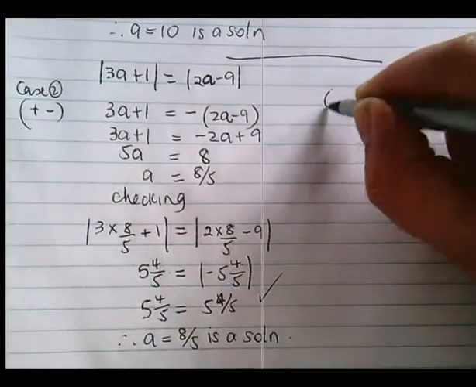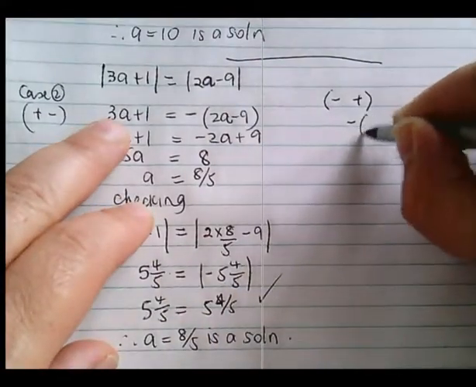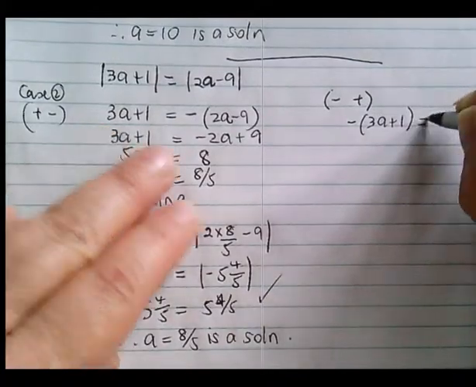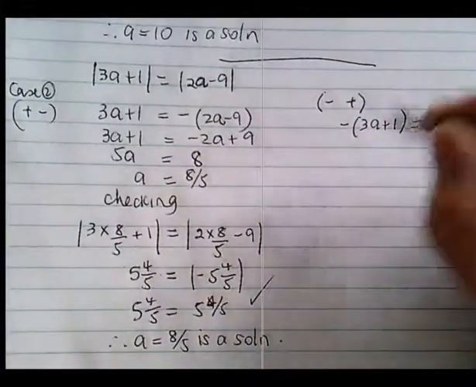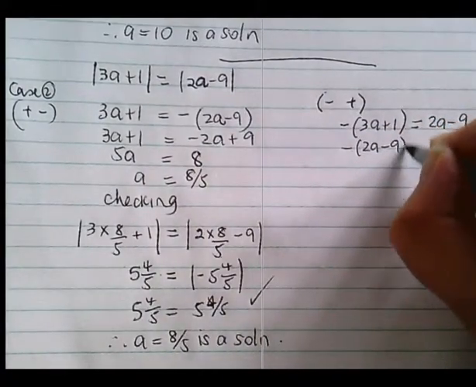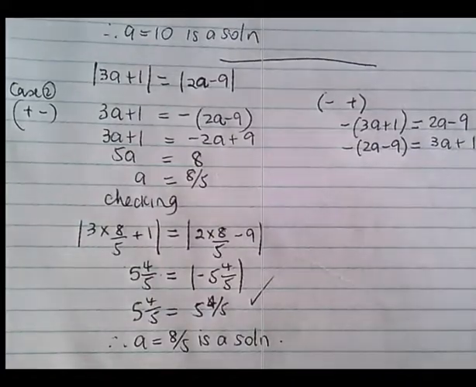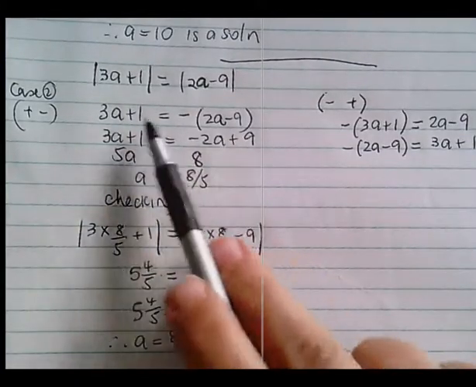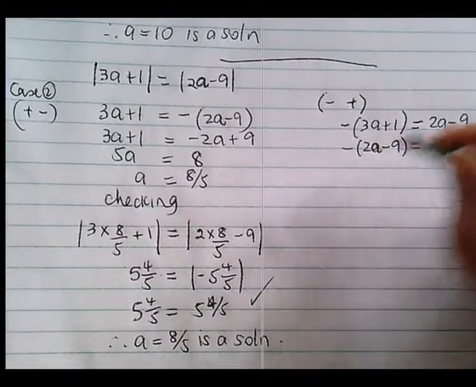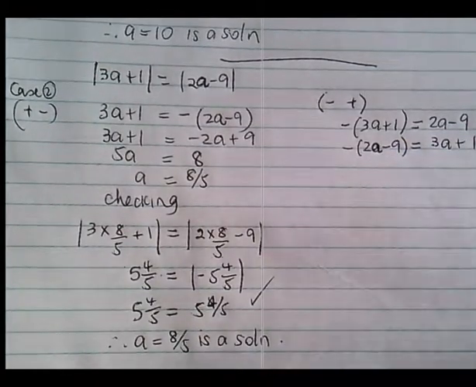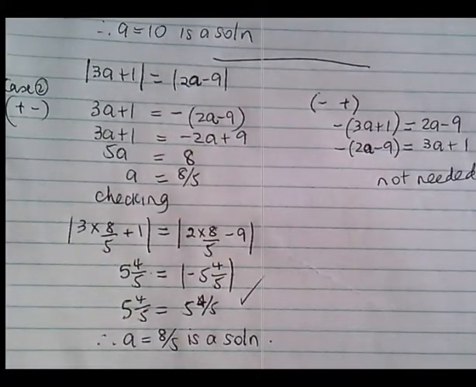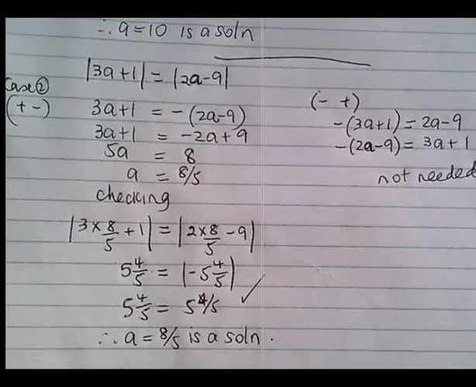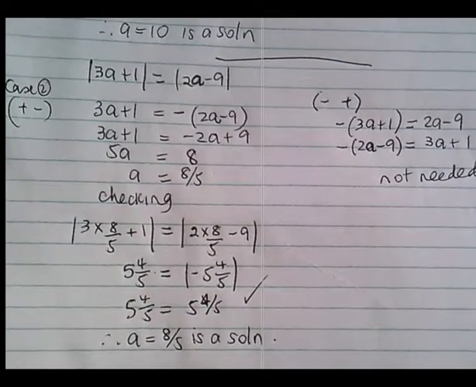This is actually identical to doing minus plus. So I can go negative of 3a plus 1 equals the positive of this one, which is 2a minus 9. And if I decide to swap sides, I've got the negative of 2a minus 9 equals positive 3a plus 1, which is the scenario I started with here. So you don't need to do minus plus. It's the same. Not needed. Okay? So with absolute value equals absolute value, I think we should stick with this method.